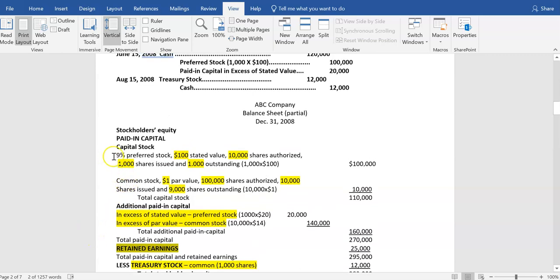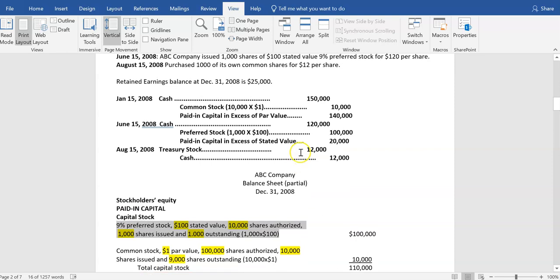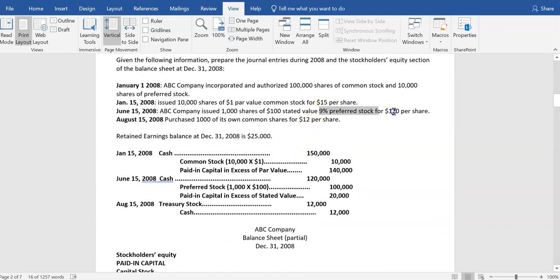So first things first, within the paid in capital, we're going to list the capital stock, and the description just simply states what type of stock it is. This is 9% preferred stock. Okay, that comes straight out of this problem here.